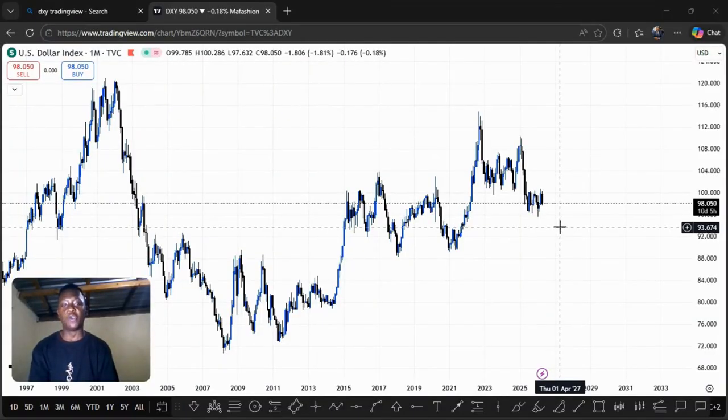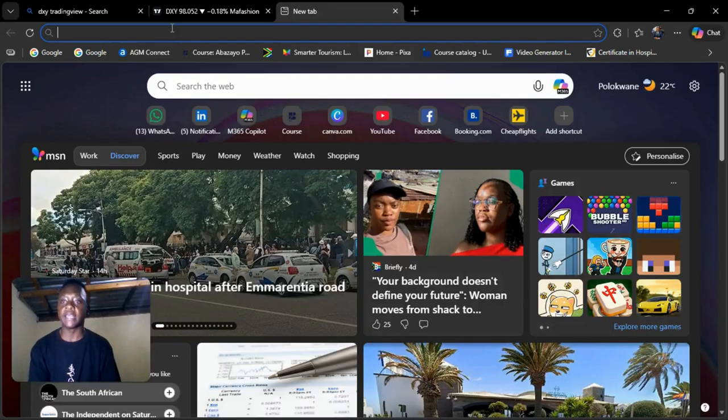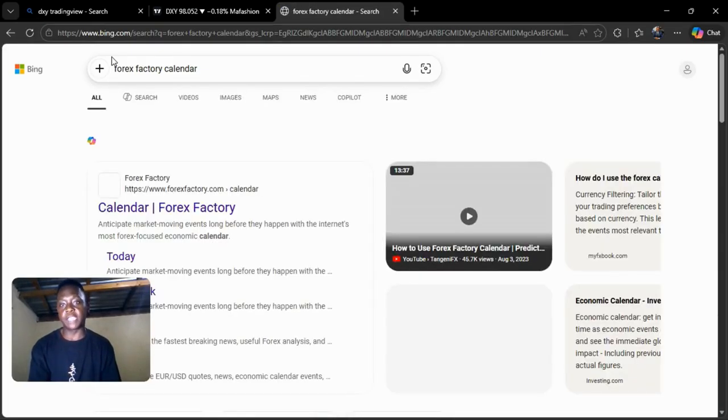So, the first thing we're going to look at is the economic calendar. Why? Because it's important for us to know what's happening behind the market, because the chart can only tell us so much information. So, we're going to look at forexfactory.com.